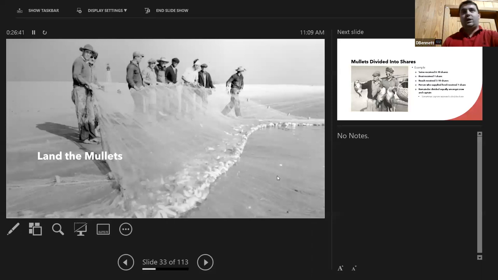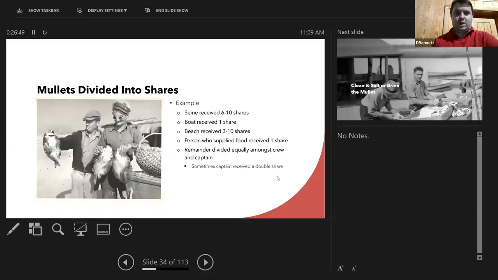Then the fish were landed on the beach, and they would quickly start gathering them up into buckets or baskets. And the mullets were divided into shares. And the share system varied depending on location, time period, and it could vary from camp to camp. But here's an example of one share system that was used in Carteret County. The seine received 6 to 10 shares. So the people who owned the net were getting additional shares, and that was going towards the maintenance, the upkeep of the net, or even buying a new one.